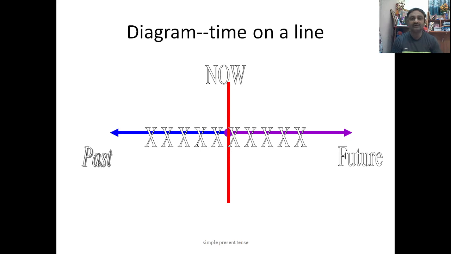Now, we can very easily understand through this diagram, which is based on a time on a line. It has been divided into a graphical format. On my left hand side it is written as past, and on my front end it is written as now, and on the right hand side it is written as future. Now we can understand from this diagram.